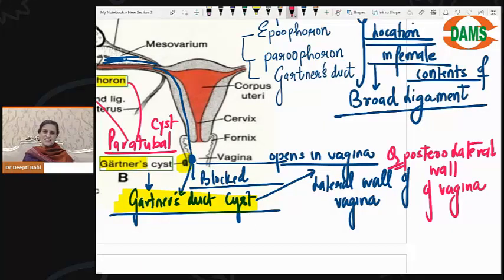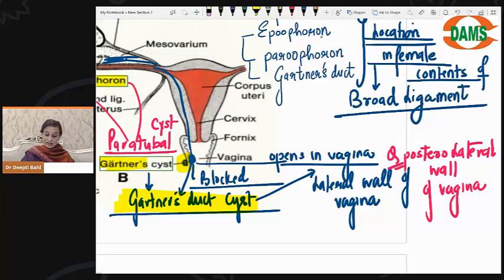These cysts are seen later in life and they may not be seen in everyone. Only in some people they may form cystic structures later in life, not at birth. So now we will let you know why you have to know where the Gartner's duct cyst is present, because it is very, very important clinically to differentiate it.